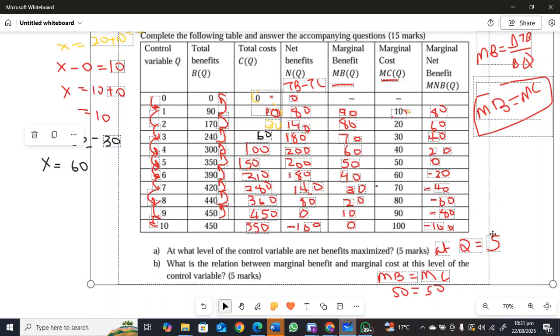Okay, so we've answered the question. At what level of the control variable are net benefits maximized? Where Q equals 5, because we have the maximum net benefits. It's 200. Then, what is the relation between marginal benefit and marginal cost at this level? MB equals MC, which is 50 equals 50. Okay. Any questions?